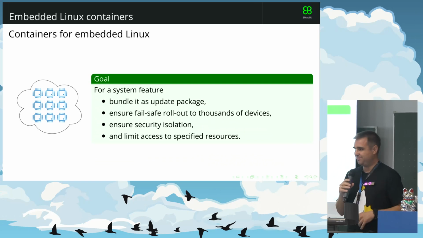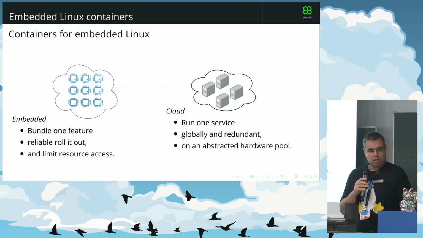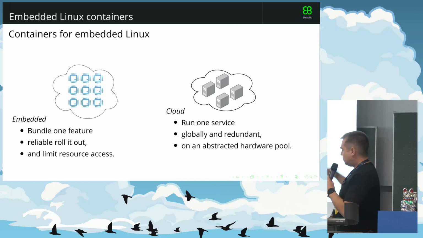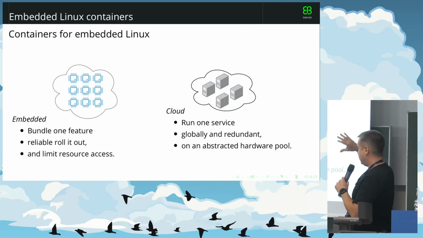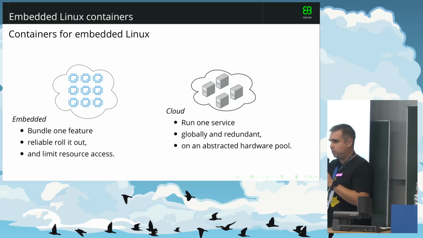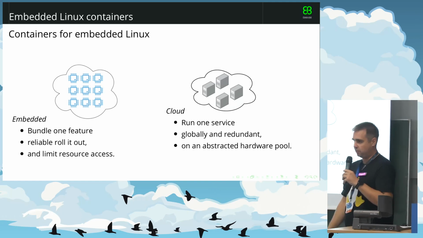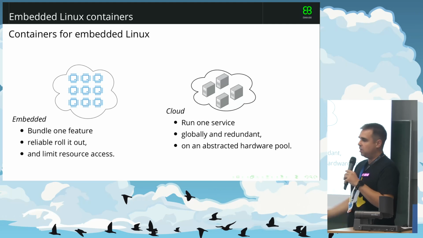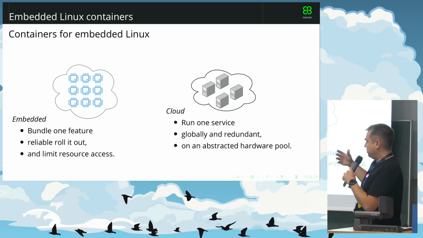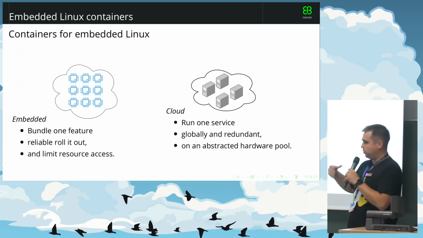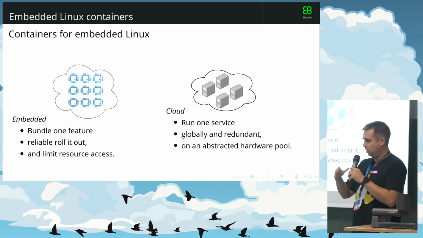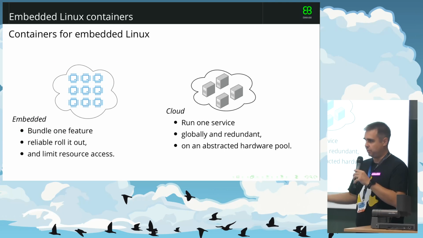So to summarize: in the cloud world, it's usually about one service and you don't want to care about the hardware. Therefore, you use containers. In the embedded world, you typically care about the hardware. You know your system in detail and you want to add one specific feature in an isolated and separately updatable way.